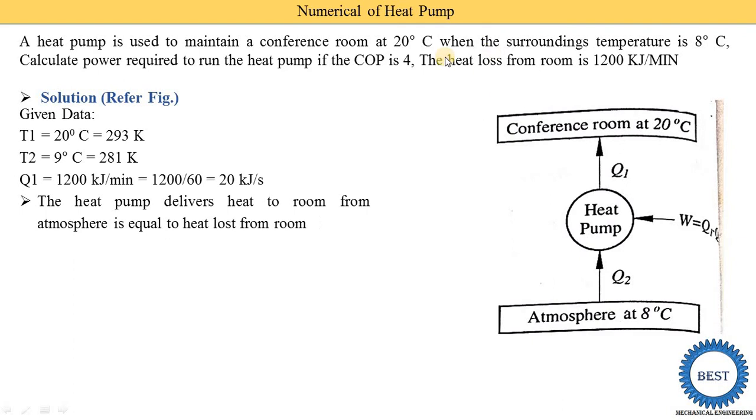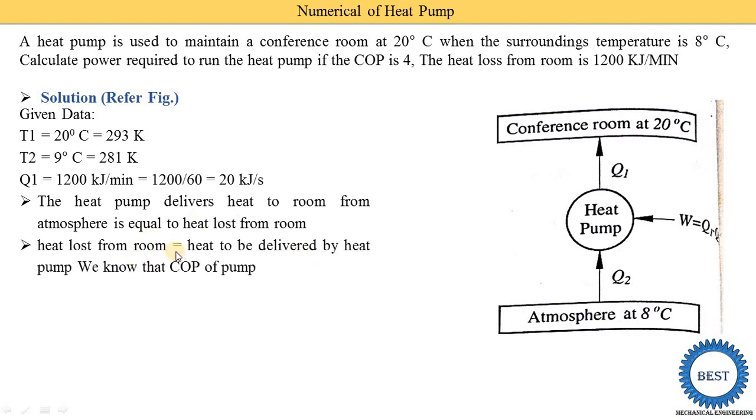But why do we consider it as Q1? Because the heat the heat pump delivers to the room from the atmosphere is equal to the heat loss from the room. The room loses 1200 kilojoule per minute of heat energy, so we supply heat energy to the room at the same rate. That's why we consider the given value as Q1. So the heat loss from the room is equal to the heat to be delivered by the heat pump.